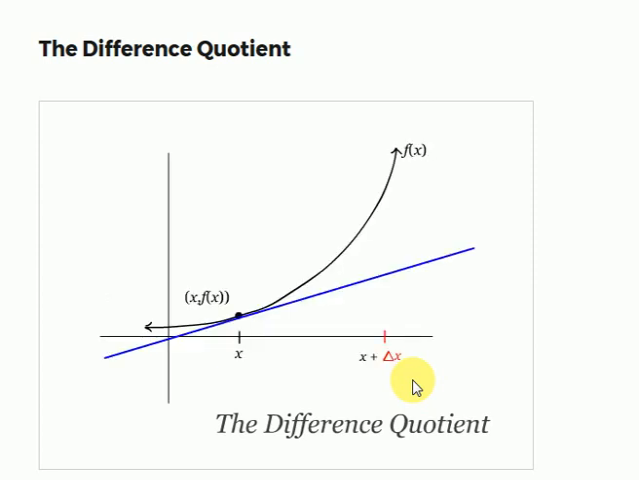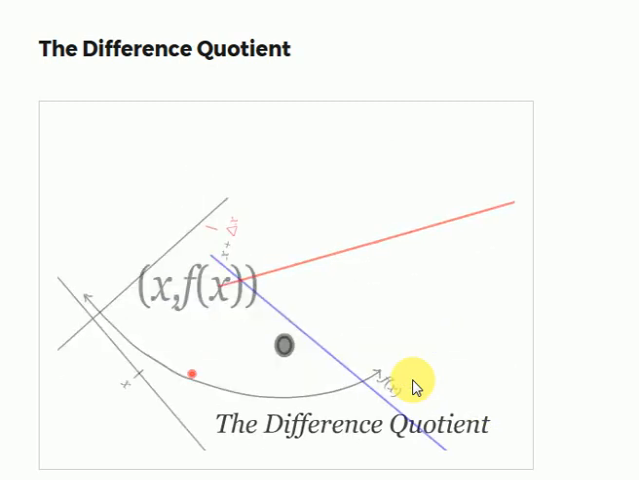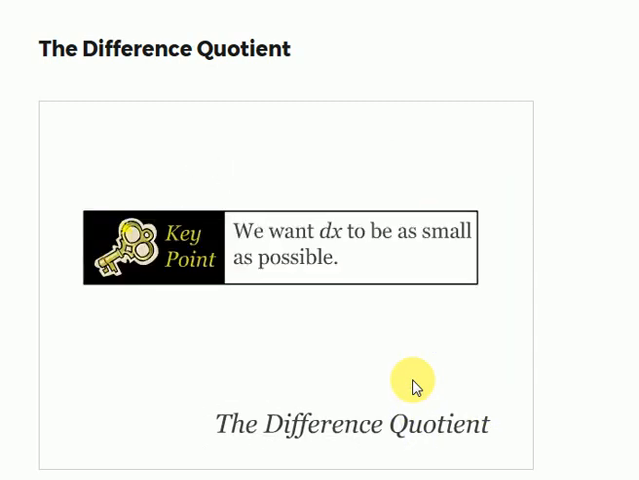In fact, the smaller delta x is, the closer this secant line will be to the tangent line. Watch on this animation as the delta x goes from really big to really small. The red secant line comes closer and closer to the blue tangent line. We want delta x to be as small as possible.